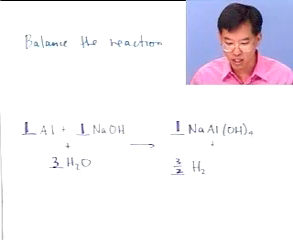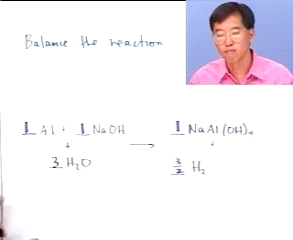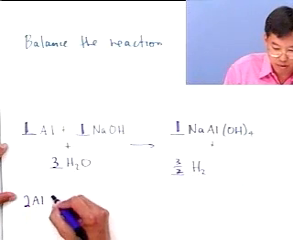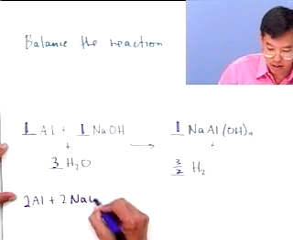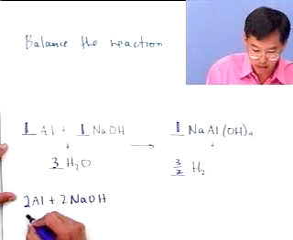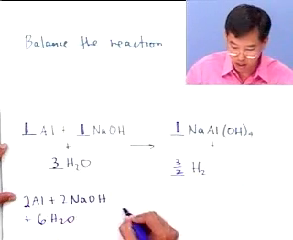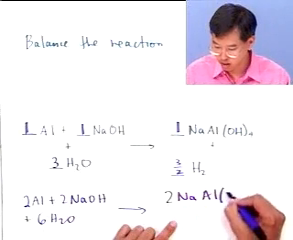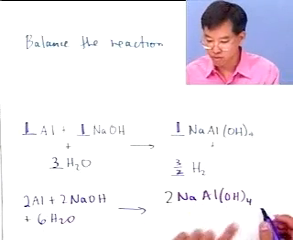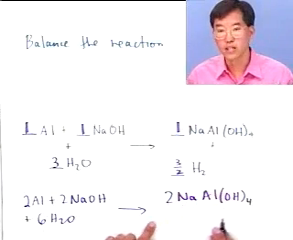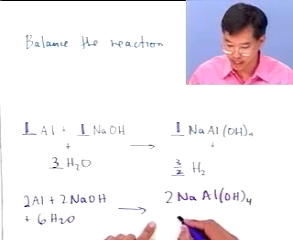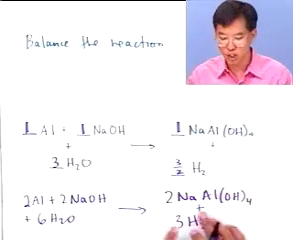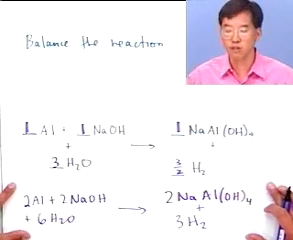And then finally, you'll recall that I said, let's multiply by a factor in order to clear all the fractions. And so if we do that, we have 2 aluminums plus 2 sodium hydroxides plus 6 waters going to form 2 formula units of sodium tetrahydroxyaluminate and 3 moles of hydrogen. So this is a balanced reaction now with integral coefficients.